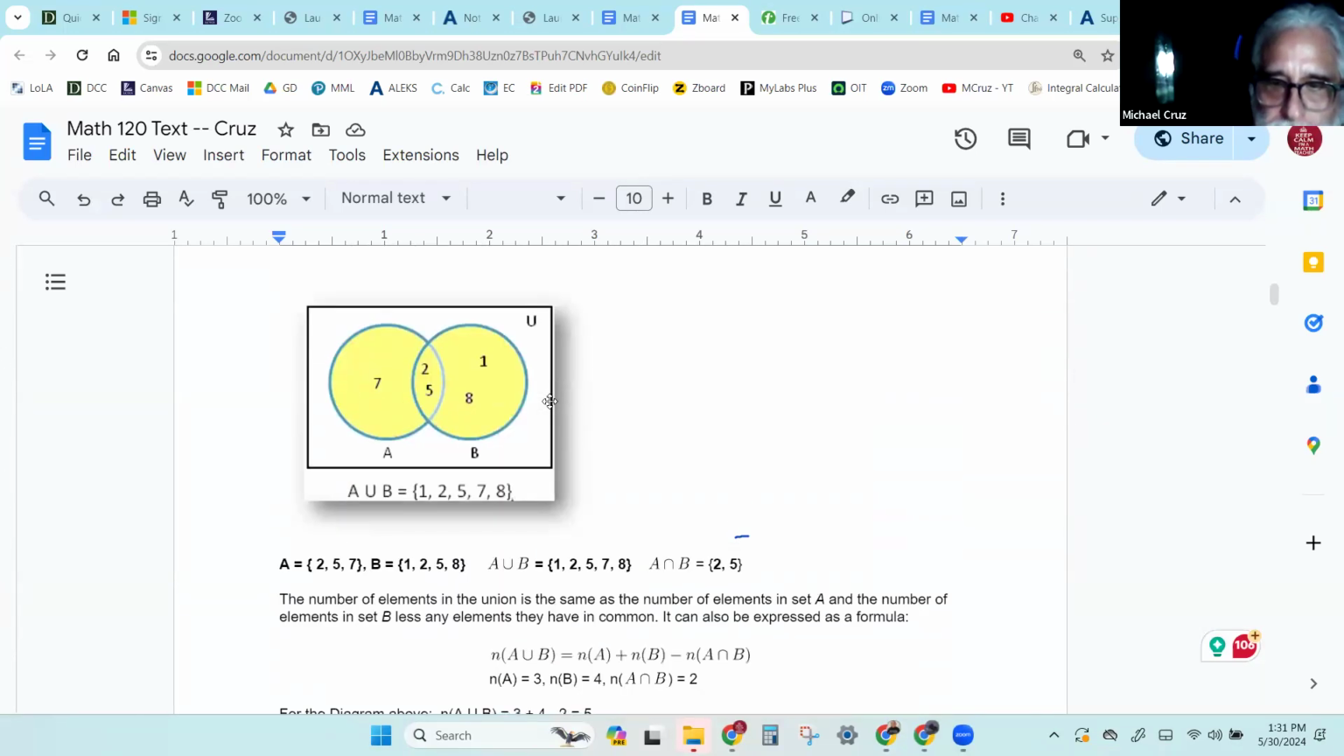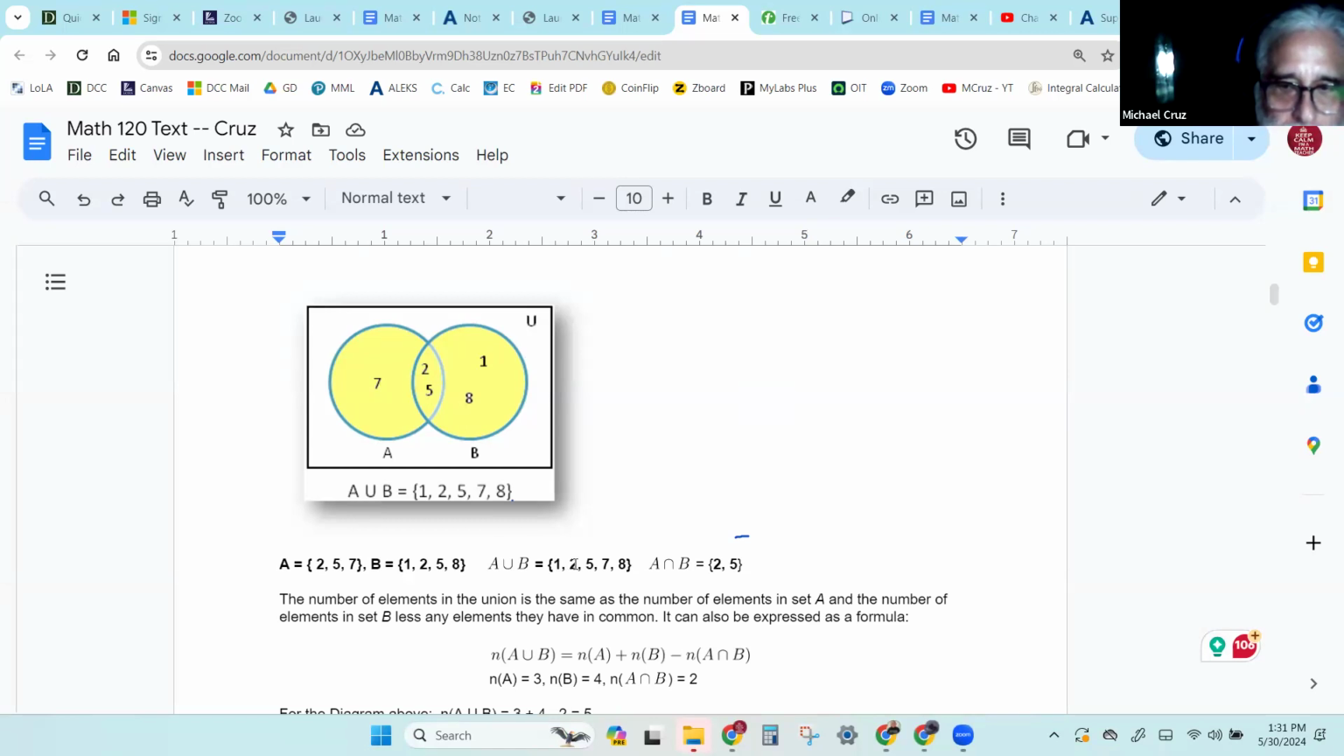So here's a little set. I'm sorry, a Venn diagram. Set A has 2, 5, and 7 in it. Set B has 1, 2, 5, and 8 in it. So the union of these two, U for union, is just all of them: 1, 2, 5, 7, and 8.